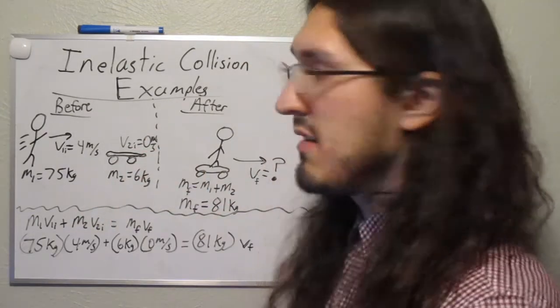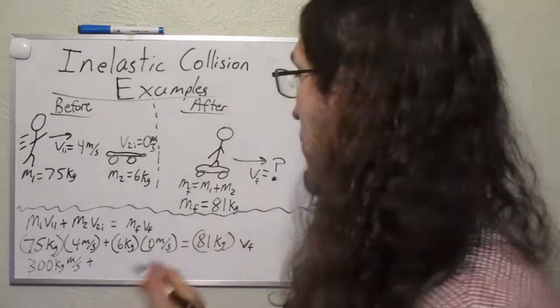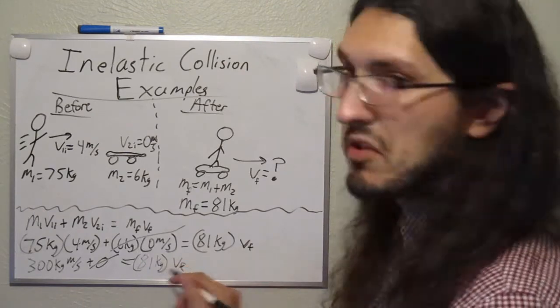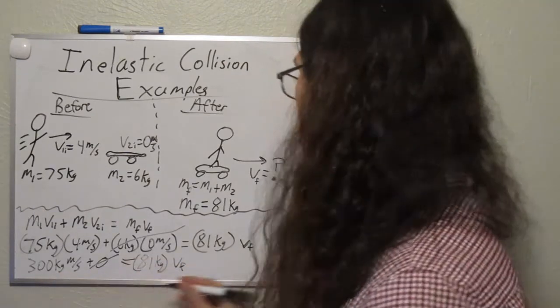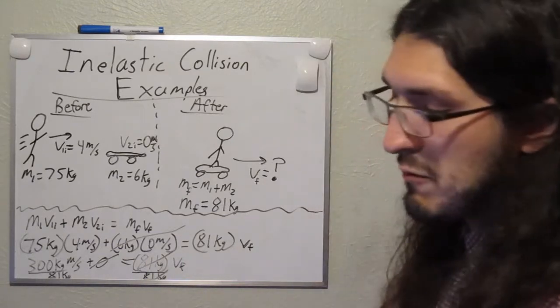If I plug my numbers in now, I can solve for VF. When I do the math, 75 times 4 is 300, and then 6 times 0 is 0. To solve for the final velocity, I need to get rid of this 81 kilograms, and since it's being multiplied, I'm going to divide it on both sides. So my final velocity is equal to 300 divided by 81, and this comes out to 3.7 meters per second.